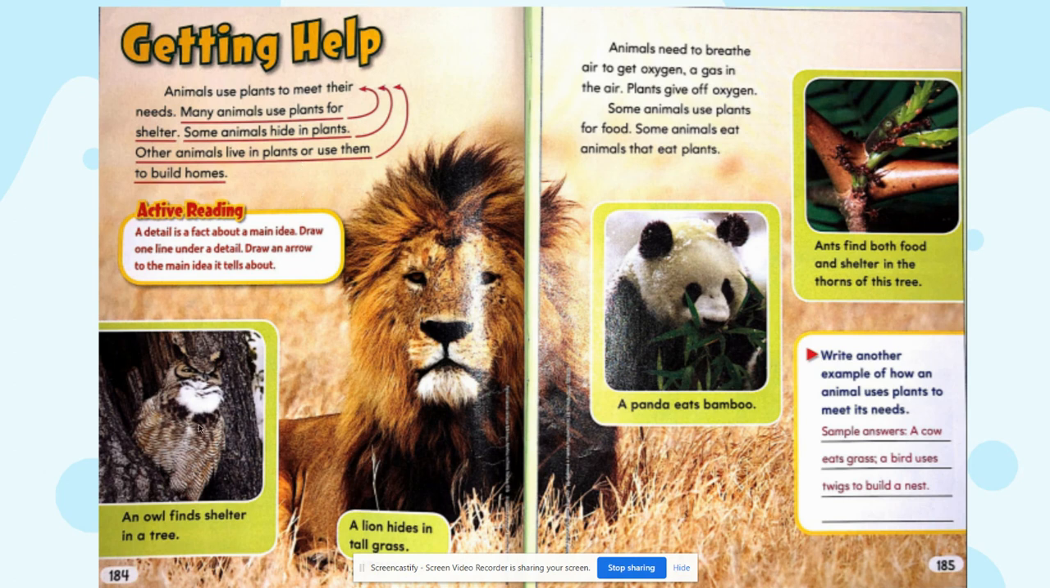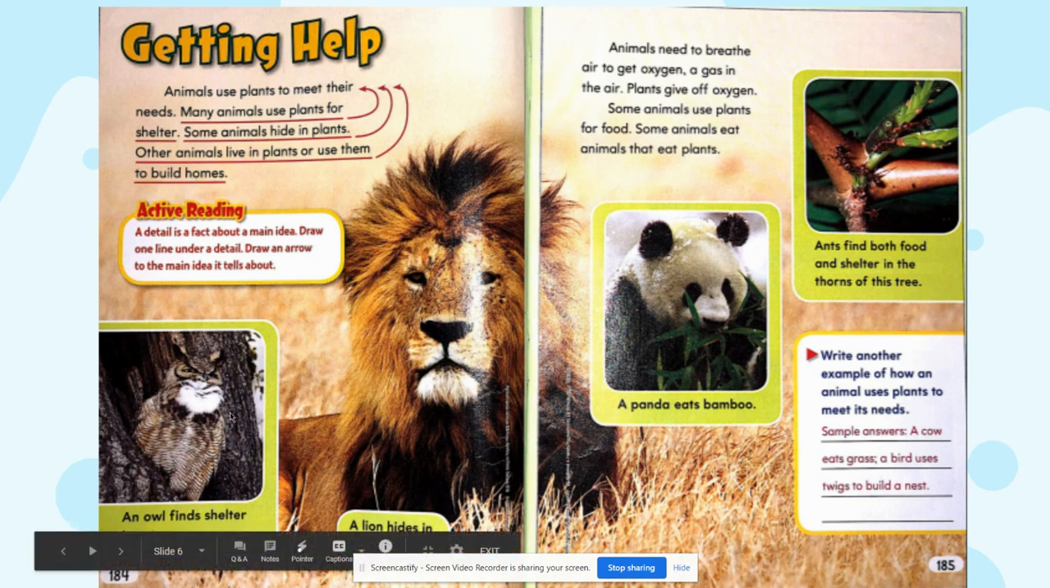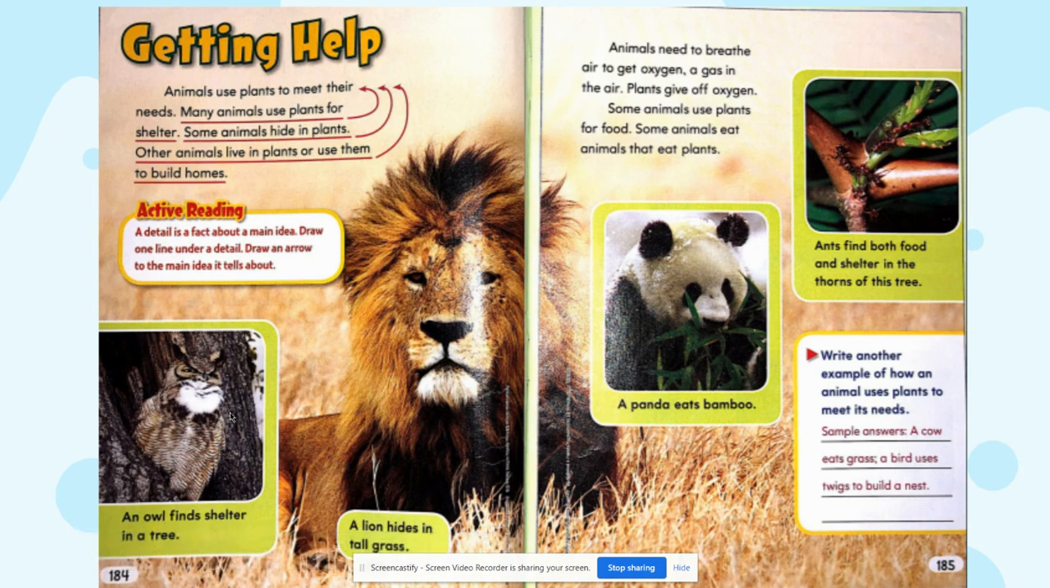Now, if we look at the owl, the owl actually built its own home. So an owl finds shelter inside of the tree. An owl finds shelter in a tree in that hole. A lion hides in the tall grass. And actually, a lion hides in tall grass when the lion is going to hunt. So the lion is going to crouch down and he's going to hide in that tall grass because he doesn't want the other animal to see him.